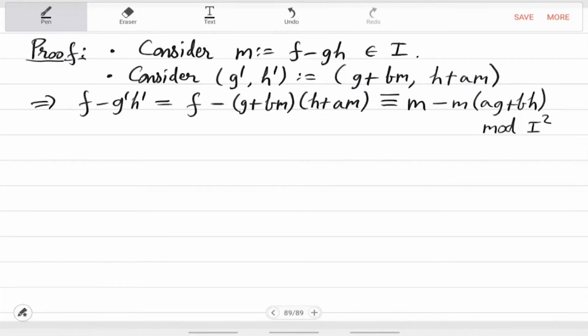Right? And what is 1 minus ag minus bh? That is again an element in I. m is also in I. So this is actually 0 in I square. So that is it. That's the check. So the algorithm is then very simple. Given a, b, f, g, h, you have designed g prime, h prime. It's a completely closed form expression.